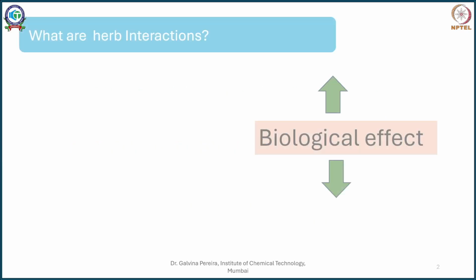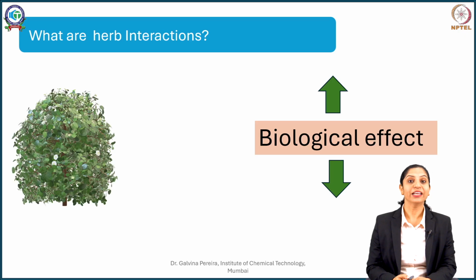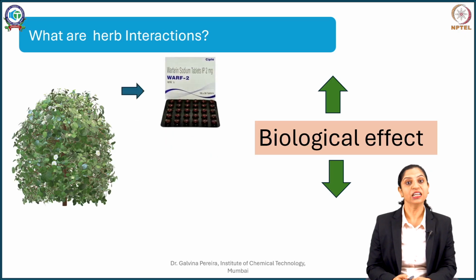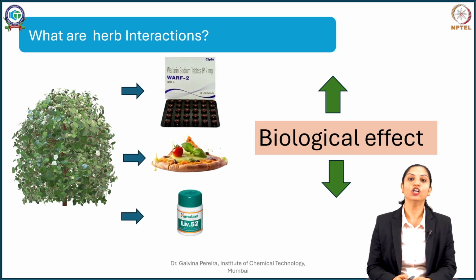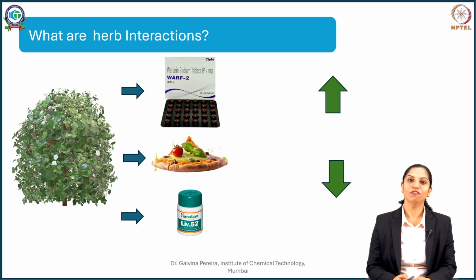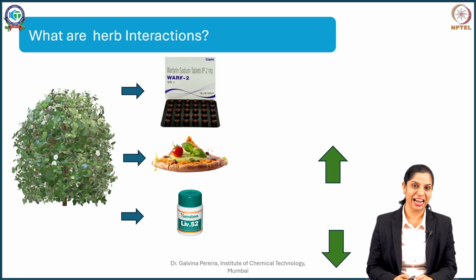Just to recollect, in the previous session, we saw that herbal interactions are pharmacological interactions which show the desired biological effect, but this effect is altered due to the presence of these herbs. Herbs can interact with drugs, with food, as well as with other herbal drug ingredients to change the biological effects, which can be an enhanced effect or a subdued effect observed as a result of this interaction.